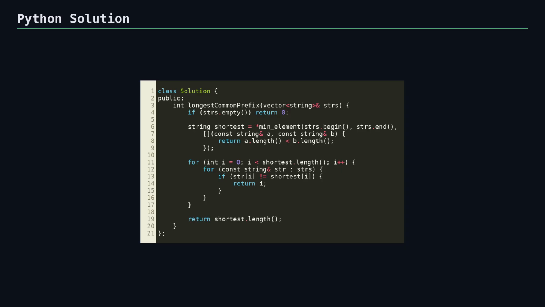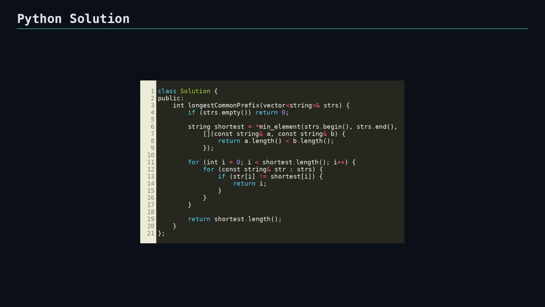Now, let's look at the code. We start by checking if the input list is empty. If it is, we return 0, because there's no common prefix. Then, we find the shortest string in the list using the min_element function. We use a lambda function to compare the lengths of the strings. Then, we iterate through each character of the shortest string, and for each character, we check if it's the same in all the other strings. We use a nested loop to do this.